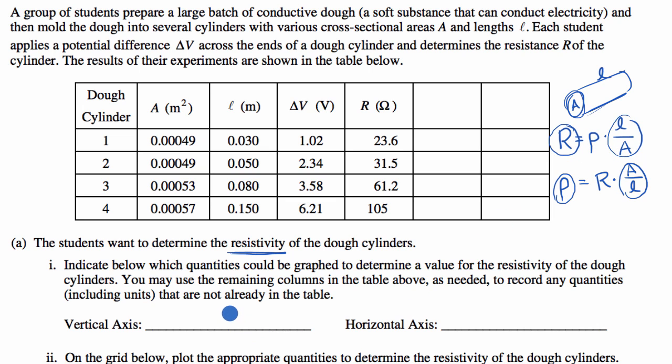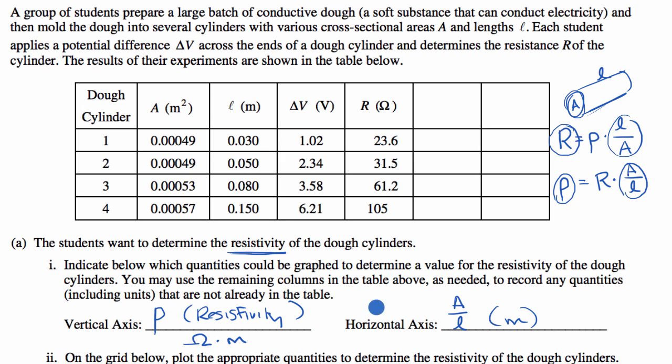So let's do that. So my vertical axis, I'm going to do resistivity, and it's going to be in ohm meters. And then in my horizontal axis, I am going to do my area divided by length, and that's going to be in meters.